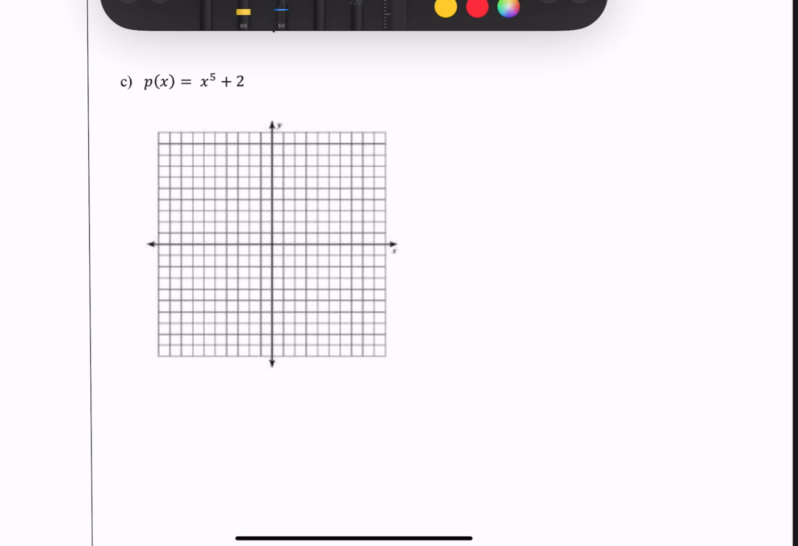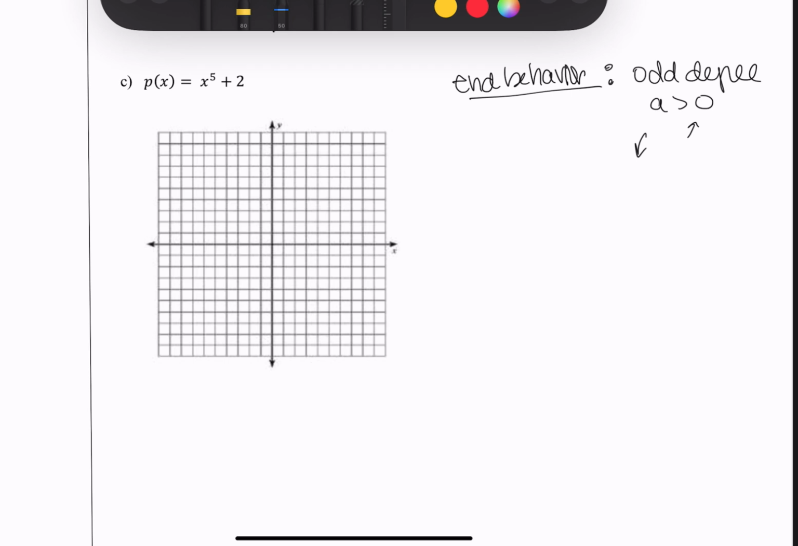So we've already talked about the fact that it's probably not going to have 5 roots, but it could have a maximum of 5 roots. Let me start with end behavior. So we know that this is an odd degree and a is greater than 0. So it's going to be down on the left, up on the right.